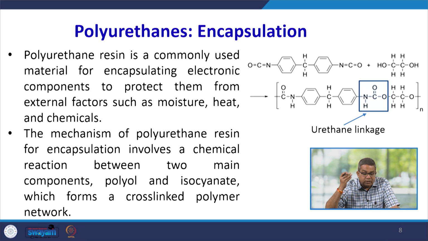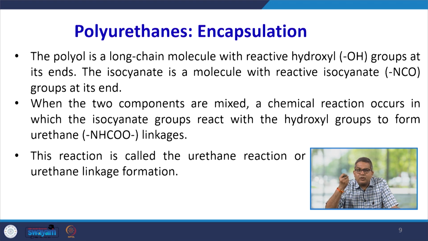Now, encapsulation: polyurethane resins are commonly used materials for encapsulating electronic components to protect them from external factors like moisture, heat and chemicals, because they are very good insulating materials. The mechanism of polyurethane resin for encapsulation involves a chemical reaction between two resin components, usually referred to as polyol and isocyanate, which forms a cross-linked polymer network and provides strong bonding.